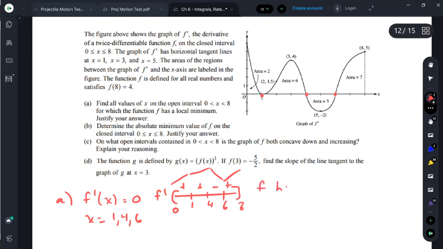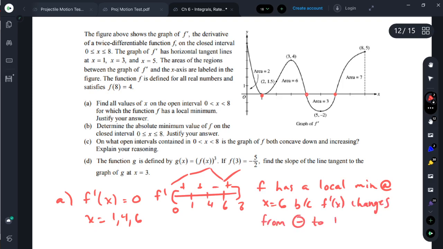So f has a local minimum at time equals 6, or x equals 6, because f prime of x changes from negative to positive at x equals 6.